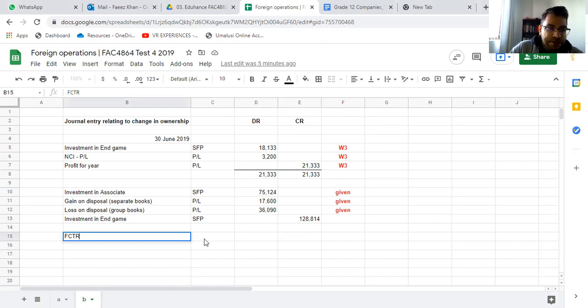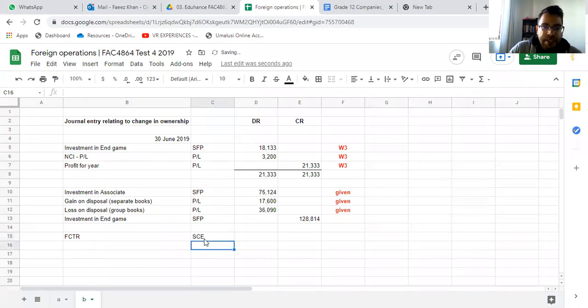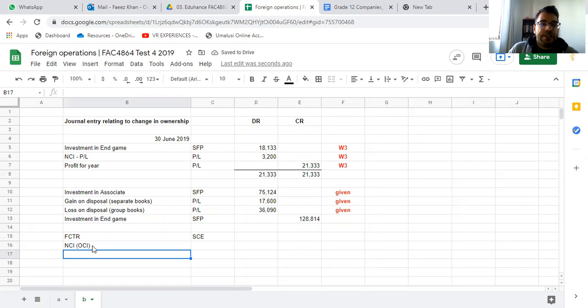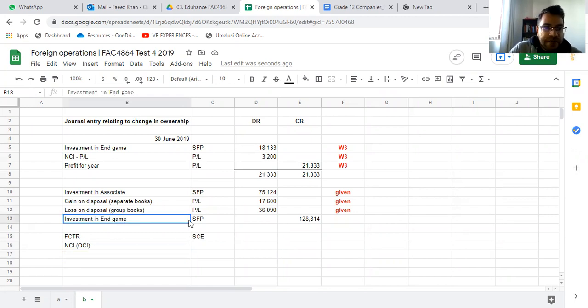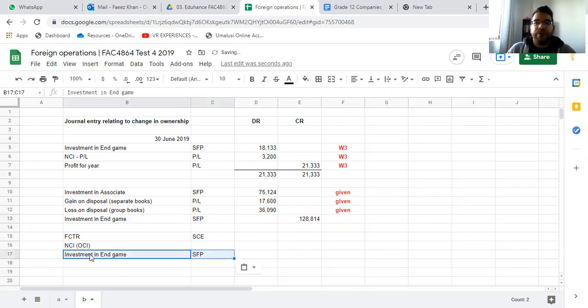Okay, so FCTR is statement of changes in equity. So remember, in FCTR, we'll give NCI their component, NCI, OCI, and we would then take the other part to investment in subsidiary. So everything, because what we want to do is get the investment in subsidiary balance so we can get rid of it. Okay, so that is what we are doing over here.